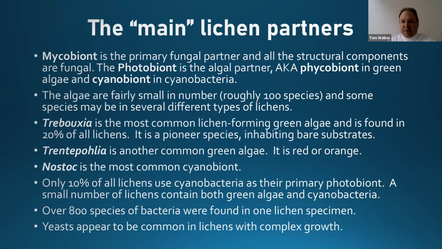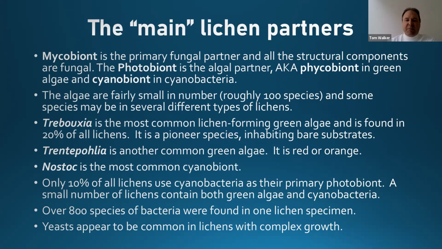So the main lichen partners. The mycobiont is the primary fungal partner, and all the structural components are fungal. The photobiont is the algal partner, also known as the phycobiont in green algae and cyanobiont in cyanobacteria. The algae are a very small group. There's only about 100 species. So several of these algae can be found in numerous lichens.